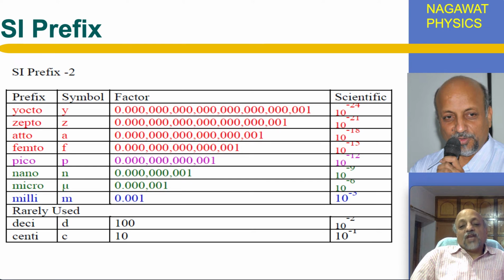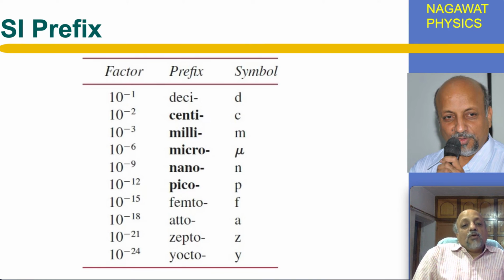As we have SI prefixes for factors greater than 1, we also have SI prefixes for fractions, and those also are very important and therefore should be memorized. More important, for length, commonly centimeter is used, and 10 raised to power minus 2 meter is called centimeter. 10 raised to power minus 1 meter is called decimeter. For 10 raised to power minus 3, the prefix is milli and the symbol is small m. For 10 raised to power minus 6, the prefix is micro and the symbol is the Greek character mu.